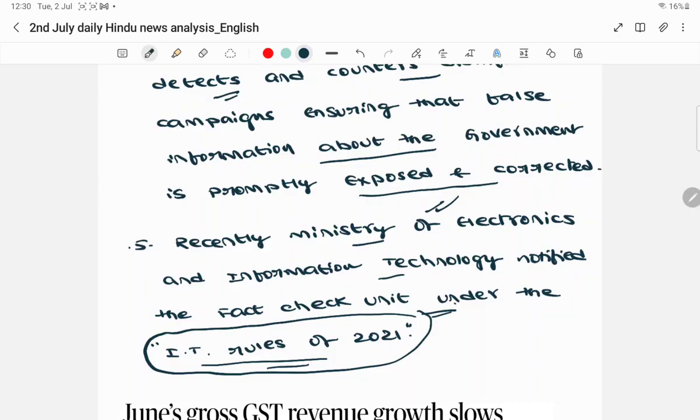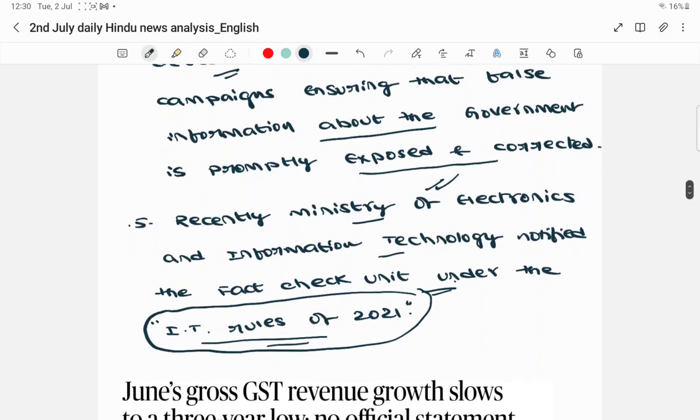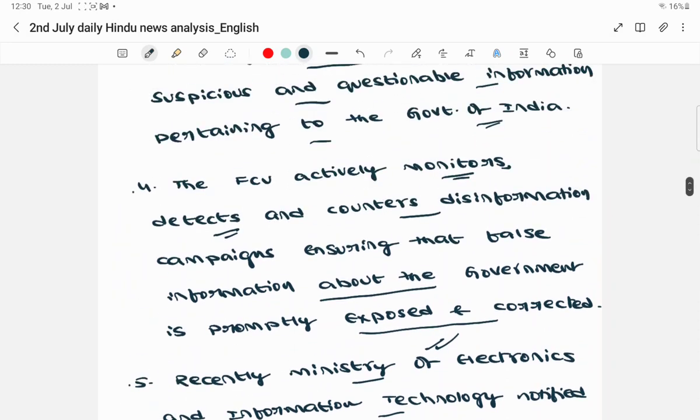Friends, this fact check unit is part of the Press Information Bureau. You should understand that yes, a fact check unit may be required, because if you look at the internet, completely fake news, misinformation and disinformation are getting spread all over it. In this era of technology, an organization like this fact check unit is important to protect the interests of the government, because its image should not be damaged. At the same time, on the opposite side, the fundamental rights of the people should also be protected.